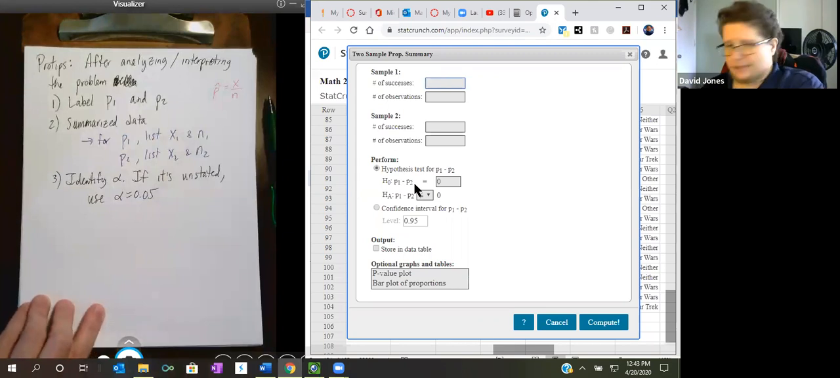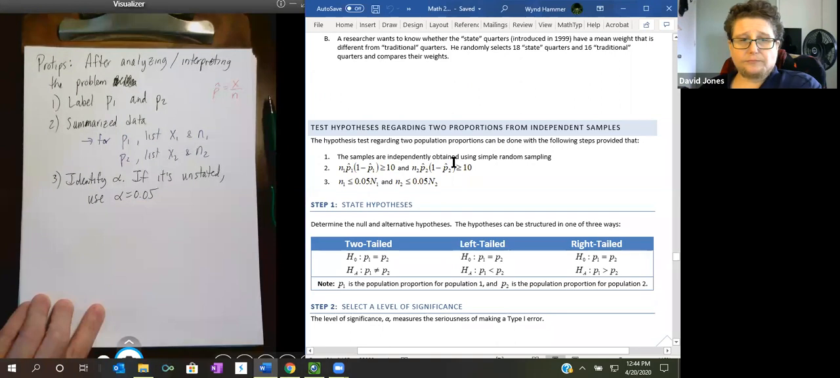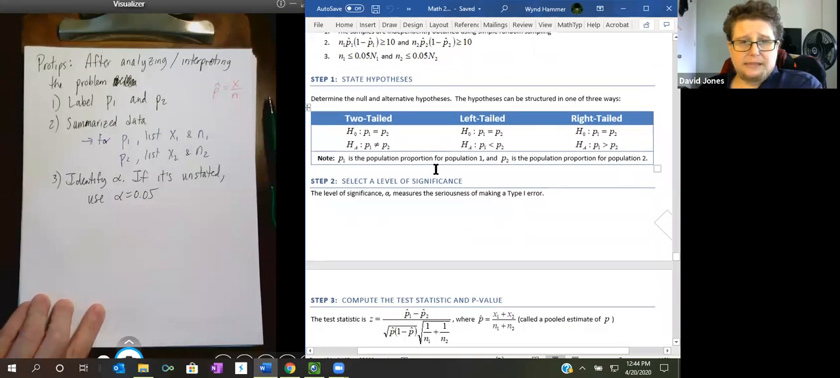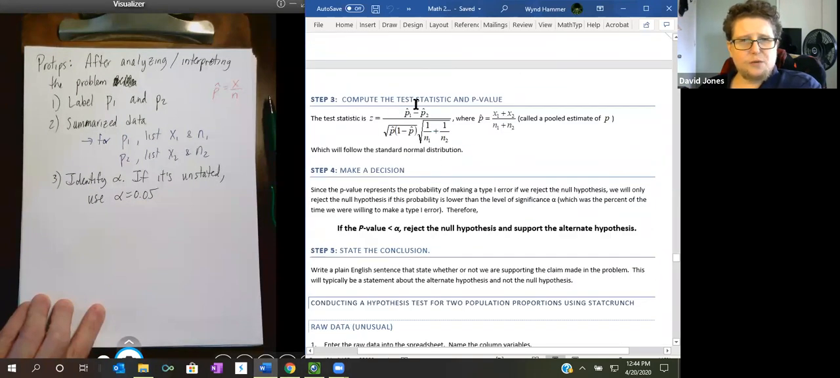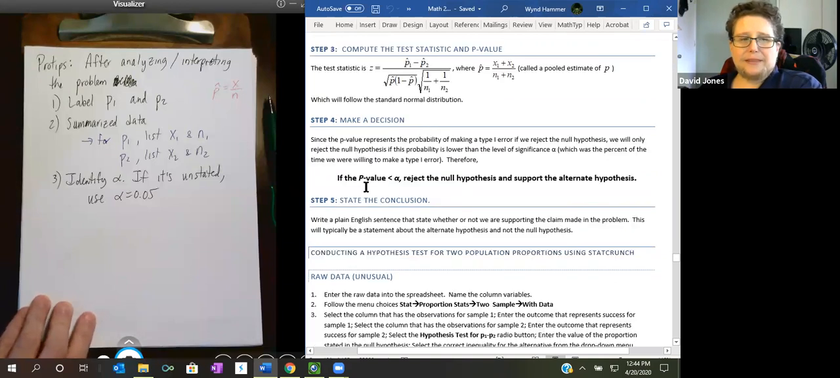Let's take a look at some examples. This is why we don't do it by hand. Look at that horrible formula. Don't do that. Bad juju right there. The rule still stays the same. If the p-value is too low, reject the null hypothesis.